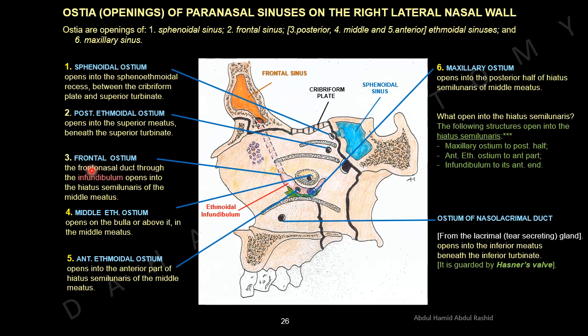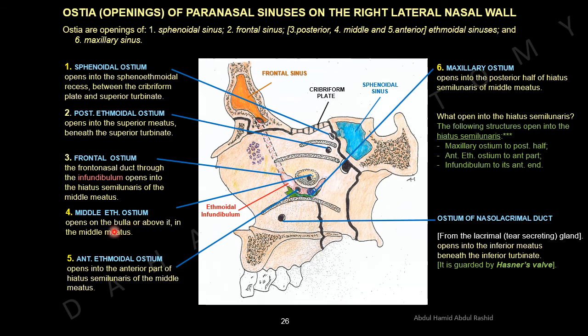Next is frontal ostium. This is the frontal sinus. From there, frontonasal duct is coming down, and then it opens into the infundibulum, which will open to the anterior part of hiatus semilunaris. So your frontal ostium is here at the anterior end of the hiatus semilunaris. Next is middle ethmoidal ostium.